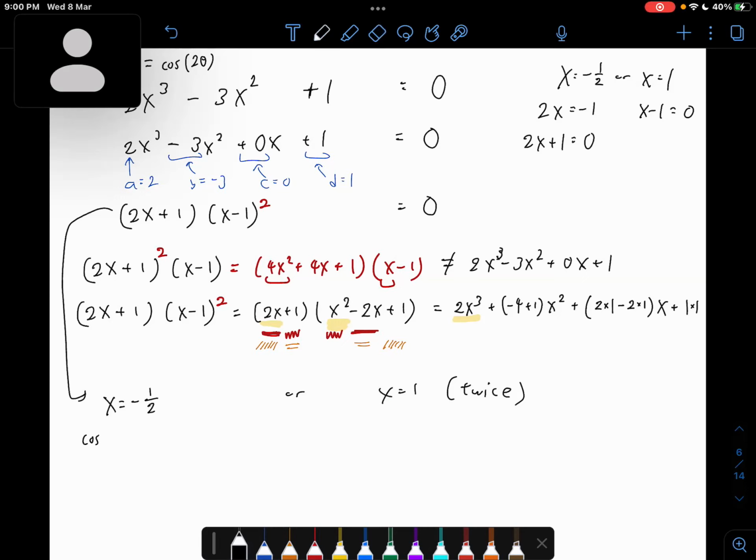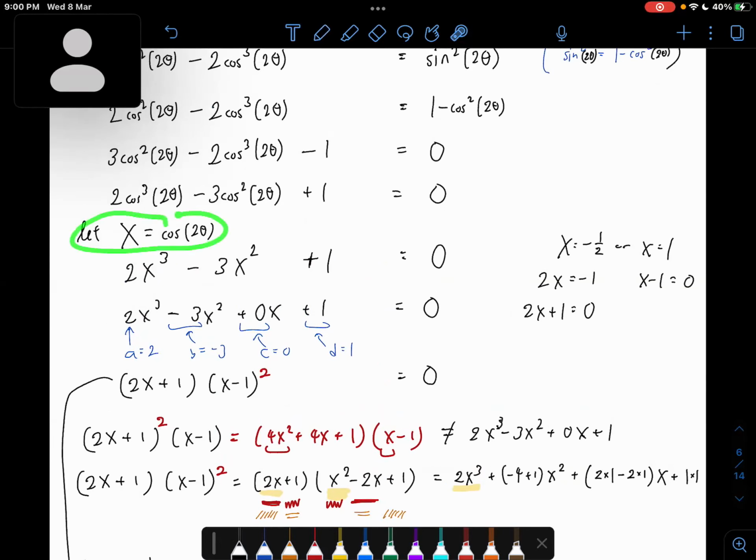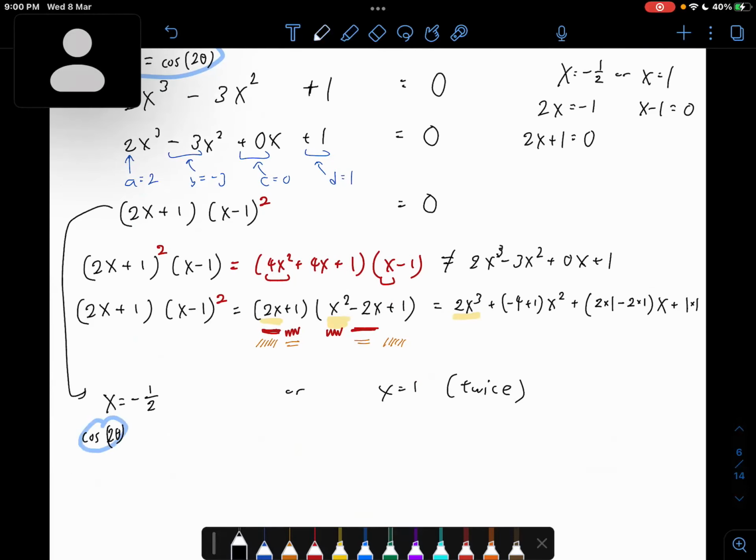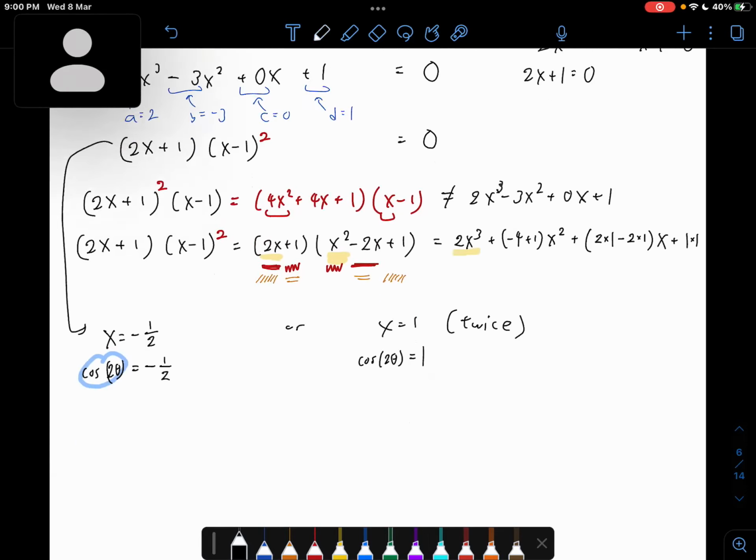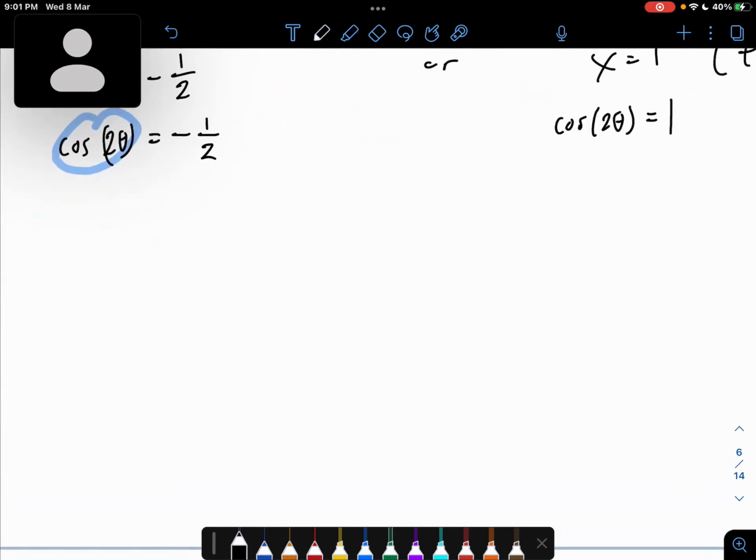So we must replace the x with cosine 2 theta. Right, remember I said I let x equal to cosine 2 theta. So we must replace it back with the original cosine 2 theta. Okay, good. Let's solve the first one. Cosine inverse negative half. Find your little fish first, alpha. Cosine inverse negative half, negative, are you sure? 120. Oh no.